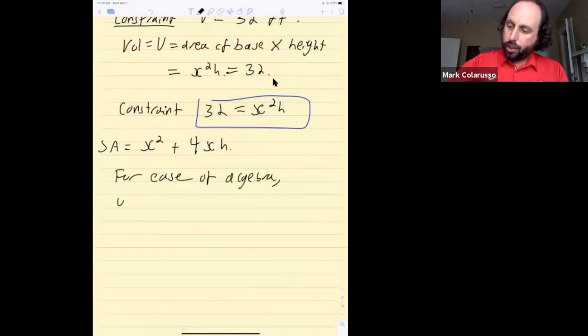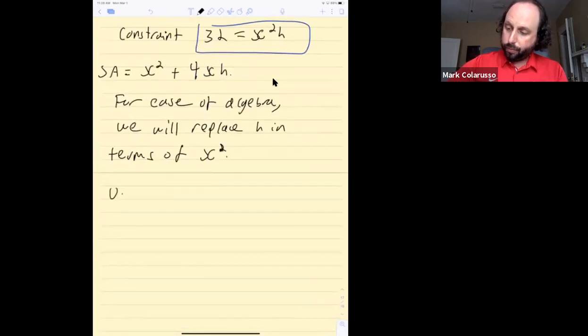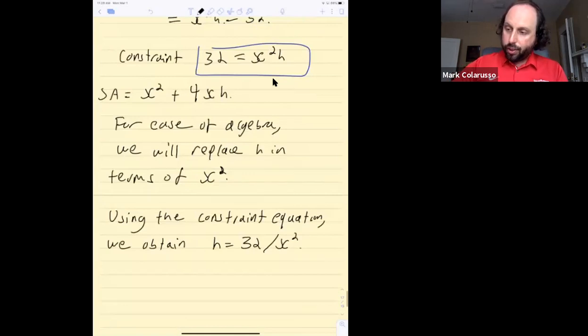So for ease of algebra, we will replace h in terms of x squared. Using the constraint equation, we obtain h is 32 over x squared. And so we can substitute this into the equation for the surface area to get the following.